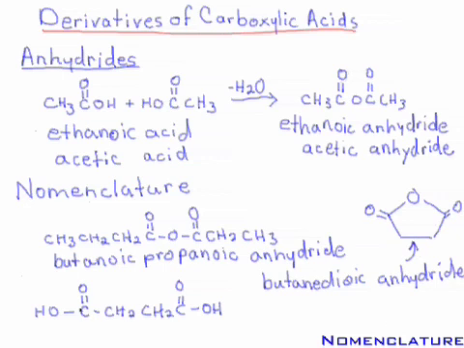The common name for the dicarboxylic acid is succinic. So succinic acid becomes succinic anhydride. So long as you know the parent carboxylic acid, so long as you can determine the name for the parent carboxylic acid, it is fairly easy to name the anhydride.